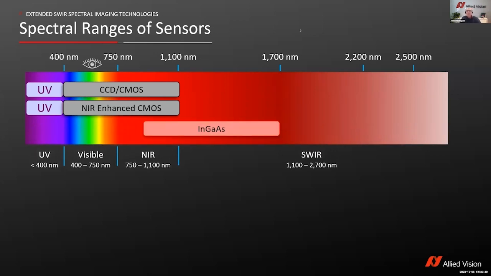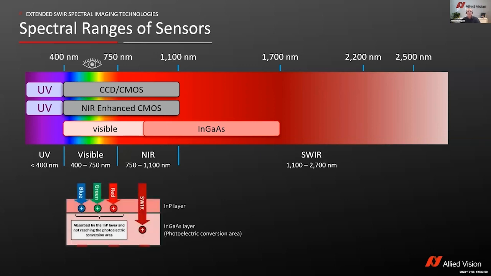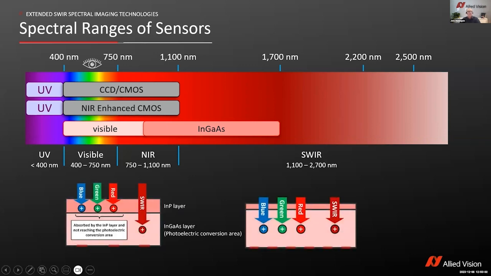The most popular SWIR sensor types are using materials such as indium gallium arsenide, or just InGaAs in short. Such sensors are typically sensitive in the range from 900 to 1700 nanometers, but it's possible to make them sensitive in the visible range as well. To do so, you have to thin the indium phosphide layer the indium gallium arsenide compound is grown on, so that the visible light can hit the photoelectric conversion area. And this is, for example, possible with the IMX sensors from Sony.